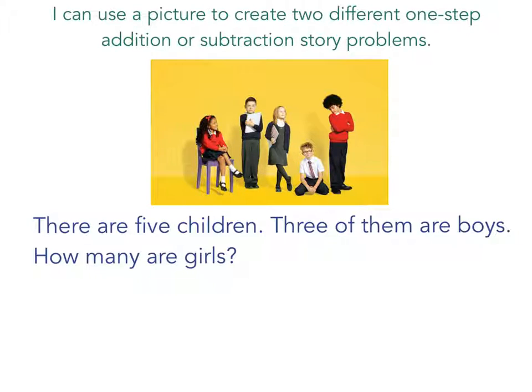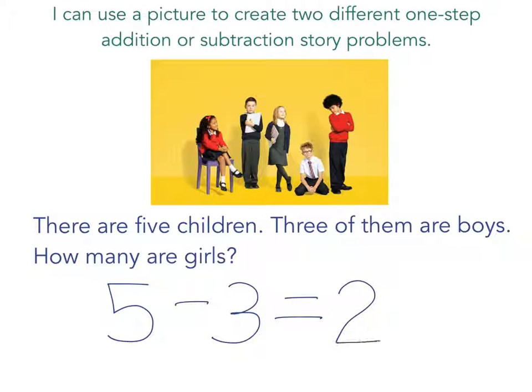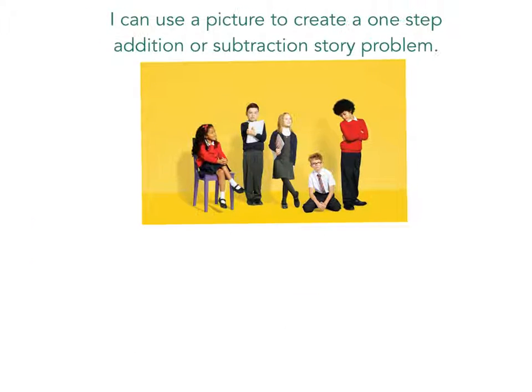So I notice that this says there are 5 children. So I'm going to start my subtraction problem with 5, and then I'm going to subtract the 3 of them that are boys, and I know that 5 minus 3 equals 2, and I can also tell from the picture that there are 2 girls in the picture.